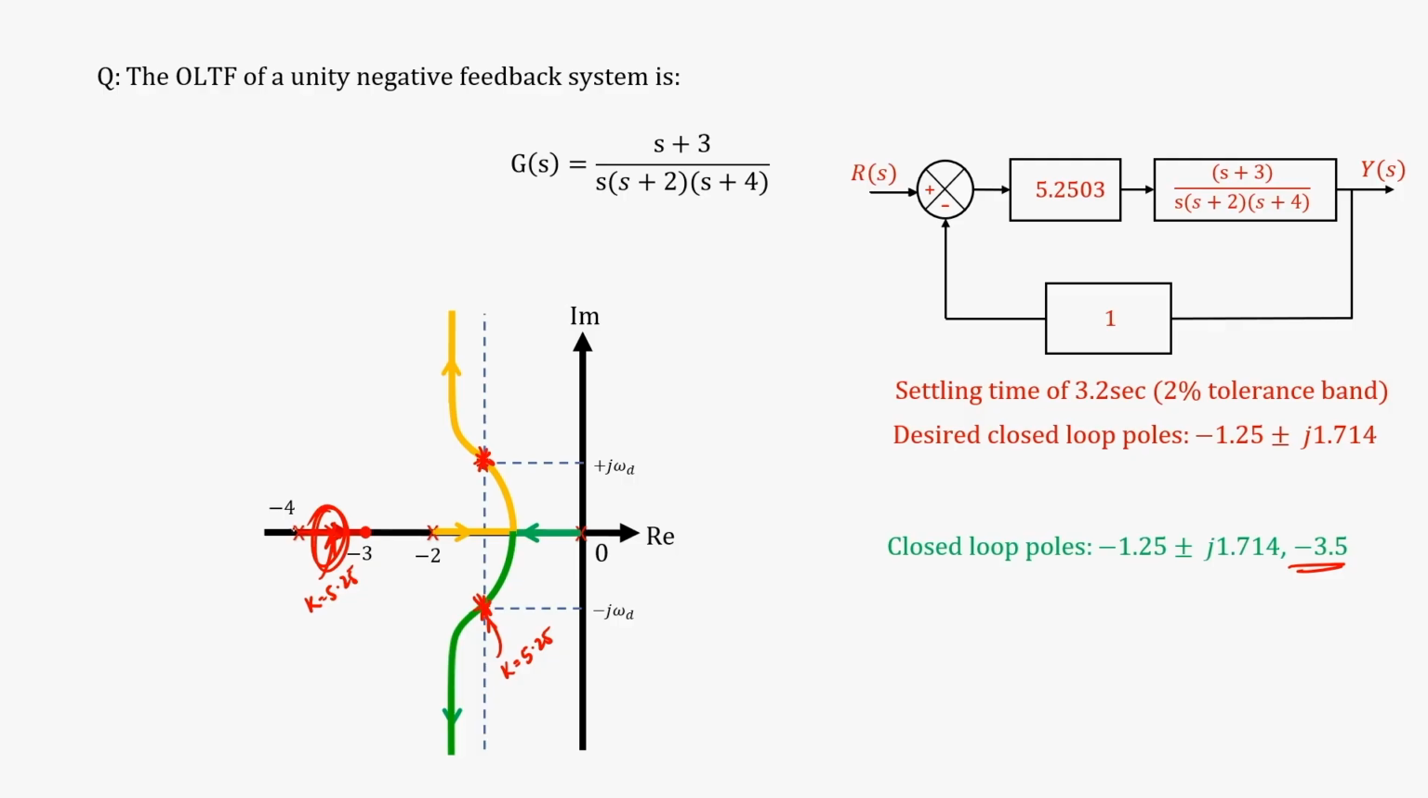In the previous example, this zero was not there. So, the third pole was moving away from the imaginary axis or from the desired pole location. So, it turned out in that case it became more than 10 times from the desired pole location. So, in that case second order approximation was valid.